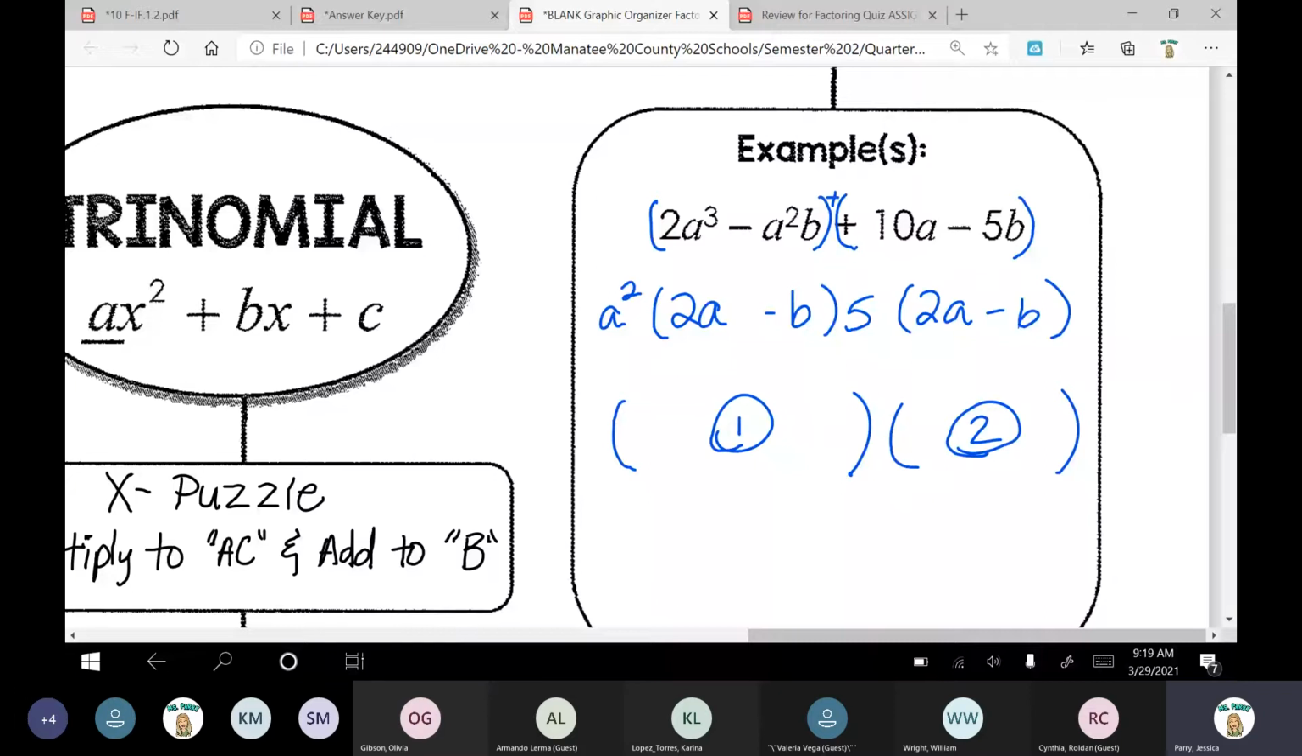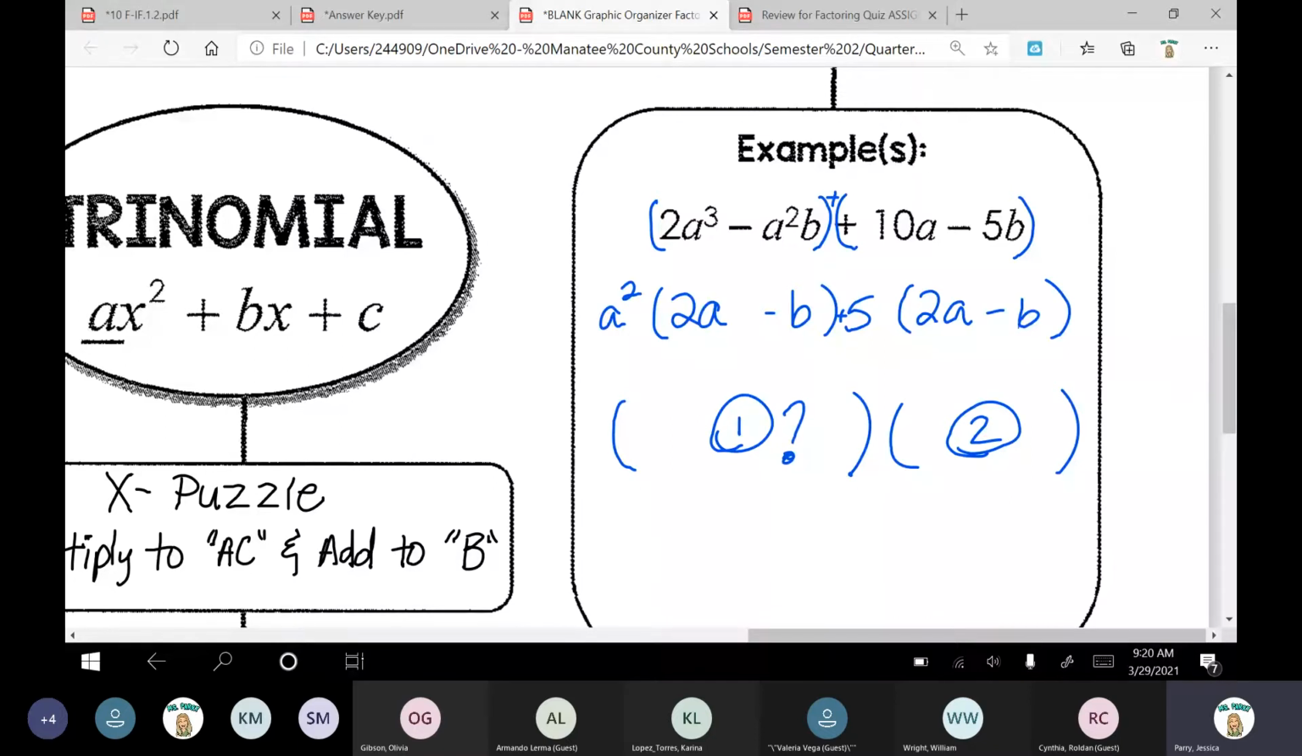Should the first set be the a squared plus 5, or should it be 2a minus b? What should I put in the first set? The a squared plus 5 or 2a minus b? And we're putting it in standard form. So remember, highest exponent first, alphabetical order. So really focus on the highest exponent first.